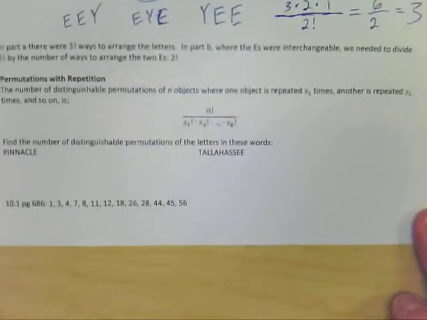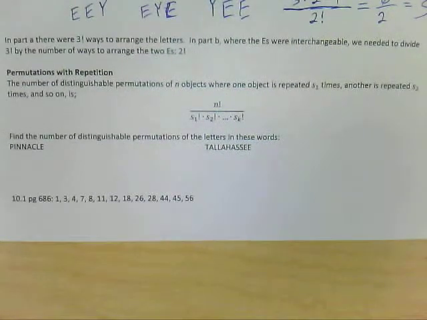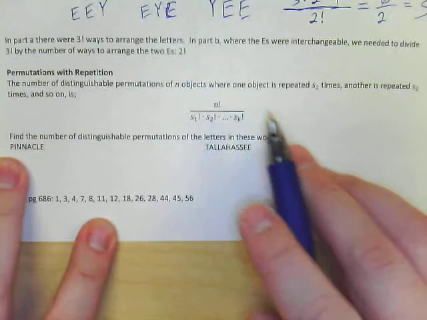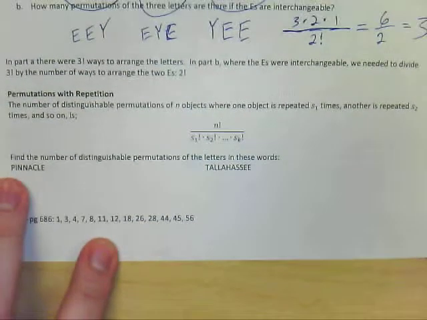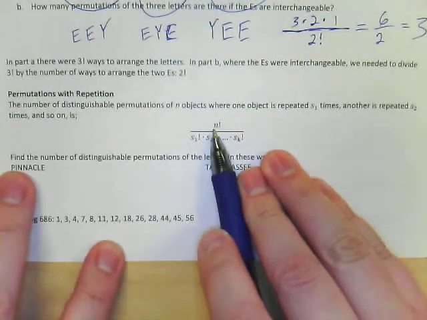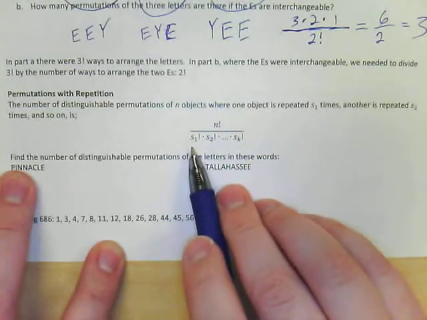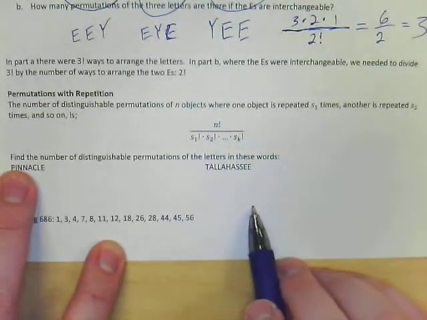So there's a formula for this. Personally, I don't really like the formula, but again, it's here if you're wanting to use it. What this says is that if we want to know the number of distinguishable permutations, we take n factorial, which is what we do for a normal permutation: if you want to know the number of ways to arrange some number of objects, we take that number factorial.